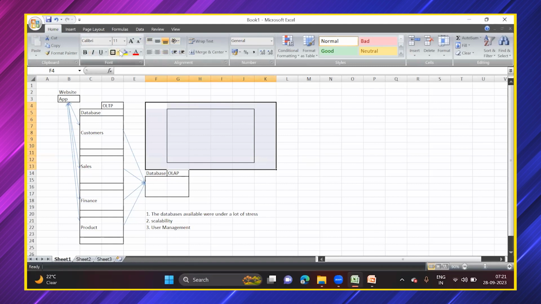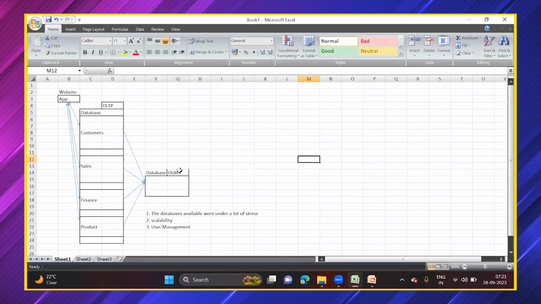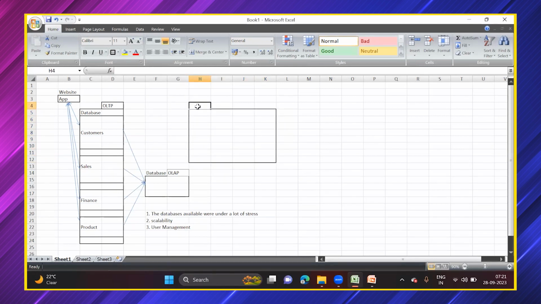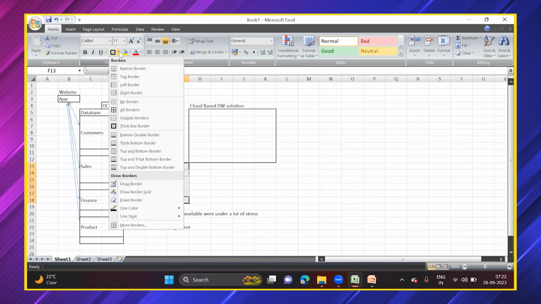Okay. So now as we have seen, because there were a lot of users, a lot of authentication was required. So it created a lot of user management issues, right? So again, people had to rethink some solution and they came up with something similar. Again, the concept was similar. Again, they will have a different database, which will be an OLTP, but now it will be a cloud-based data warehousing solution. If I just remove this to avoid any confusion.